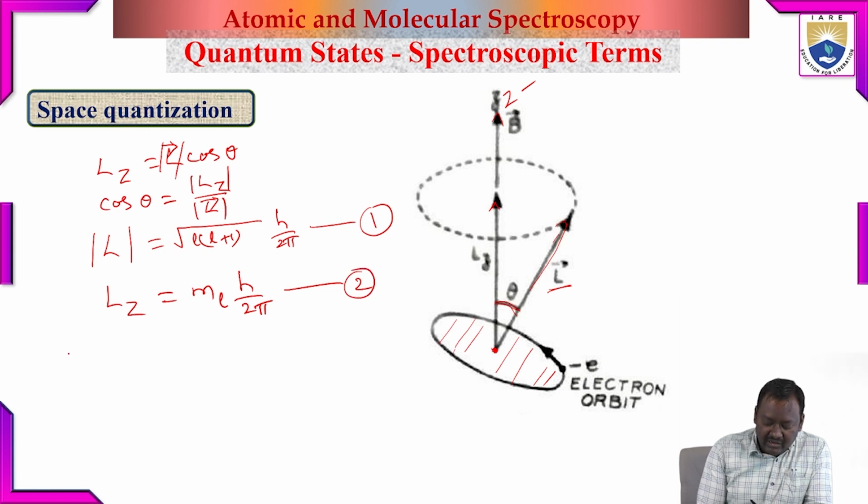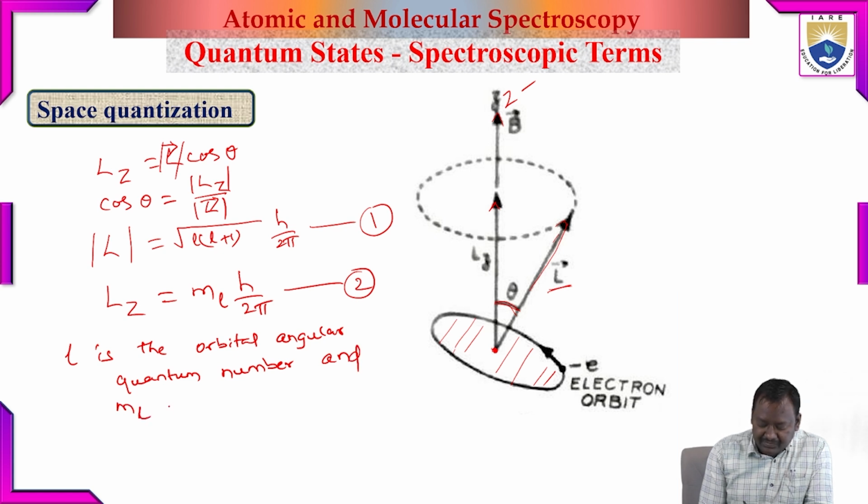whereas L is the orbital angular quantum number, and ml is the orbital magnetic quantum number.